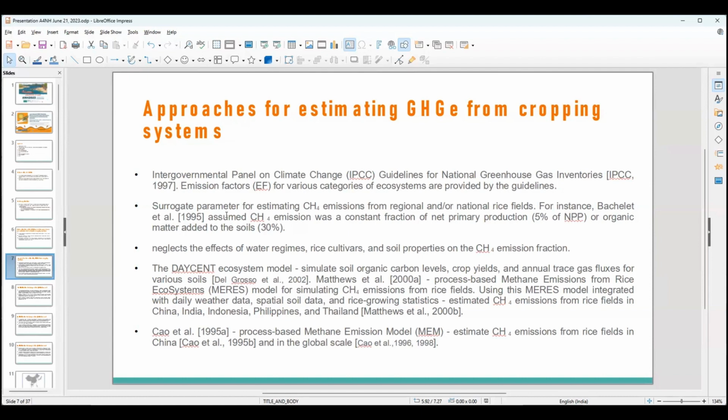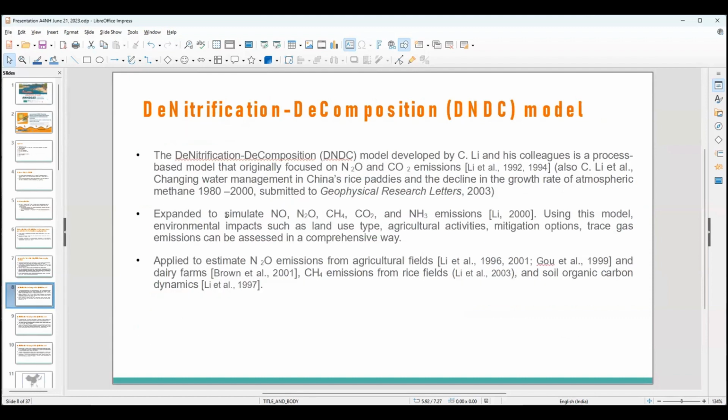Cow et al. have a methane emission model, again estimating methane emissions from rice fields in China. So there are a whole bunch of different approaches which are already there. Now, this particular model that we discussed was developed by Lee et al. way back in 92-94, but the paper that we're discussing is a much more recent one.